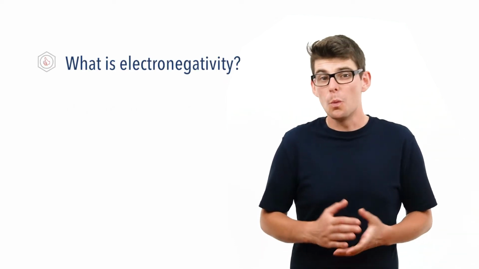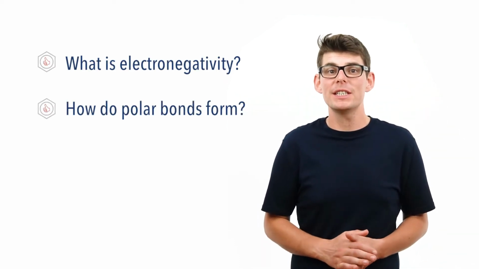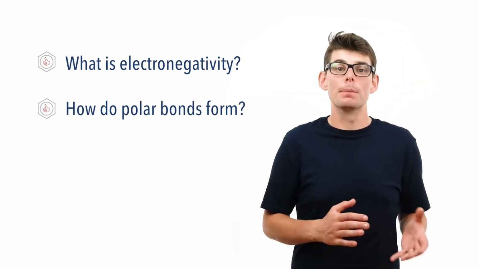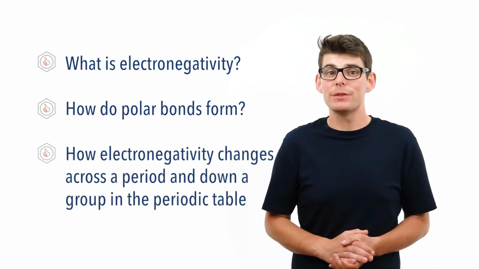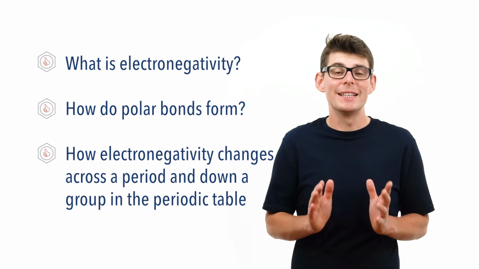In this video, we're going to look at electronegativity. We're going to talk about what electronegativity actually is, why differences in electronegativities between two atoms lead to polar bonds, and how electronegativity changes across a period and down a group in the periodic table.